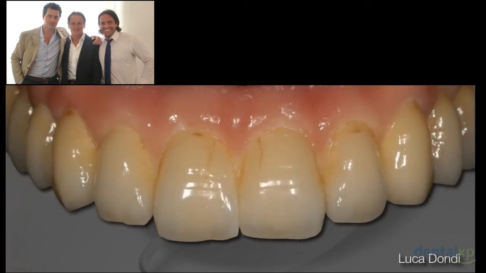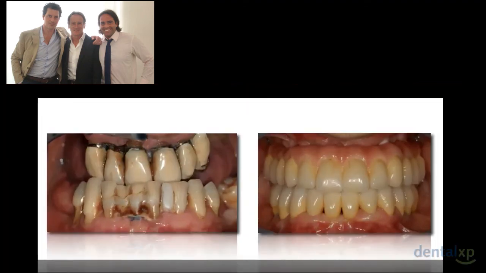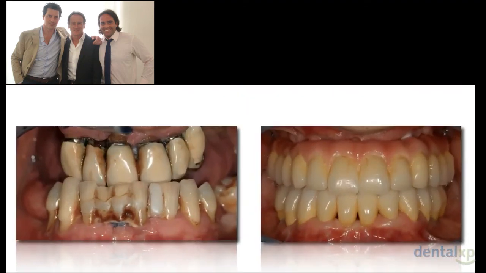So you see here the final restoration mounted in the mouth. This is the great work of Luca, and from there we can screw our work in. We can cement the work in the lower arch, and you see from where the patient started on the left side to how the patient arrived. And you see that everything is important.